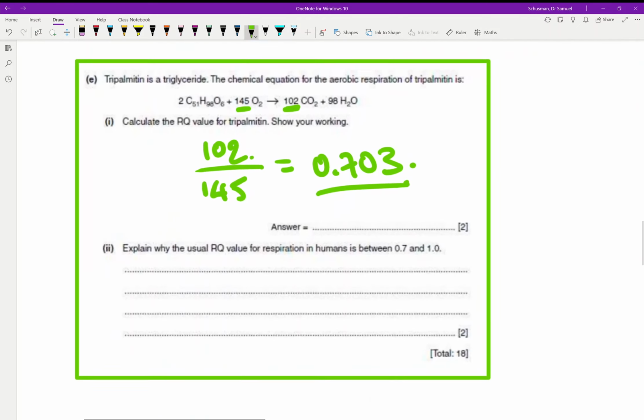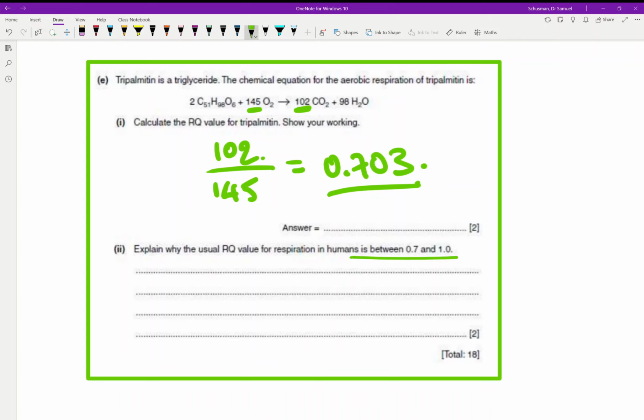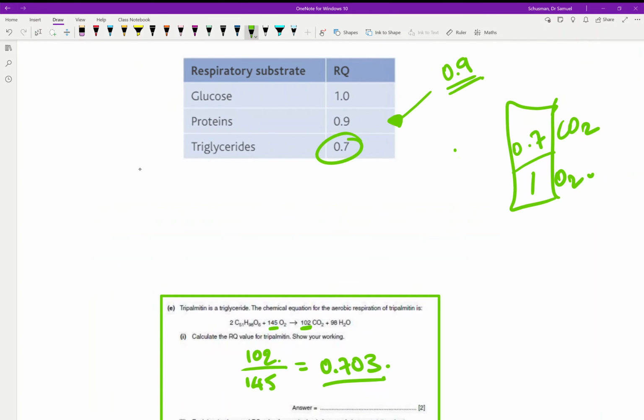Explain why the RQ value for respiration in humans is usually between 0.7 and 1. It's because it's usually aerobic, because if it goes over 1, then it's anaerobic. And also we've got mixed substrates. So it's very rare that you're just doing glucose. It's a mixture of all of these. So it'll usually sit somewhere between, because the triglycerides will bring the average down, the glucose will bring it back up, and the protein sits somewhere in the middle.